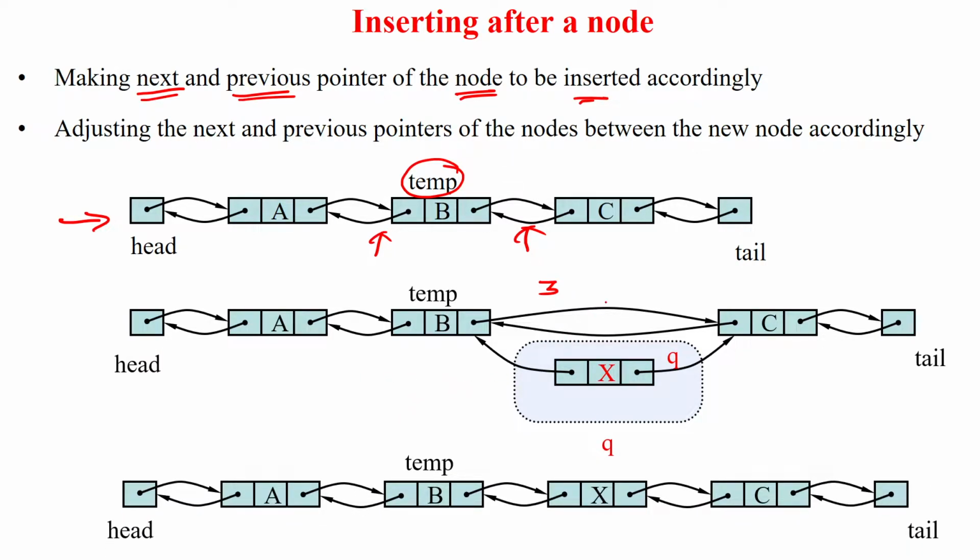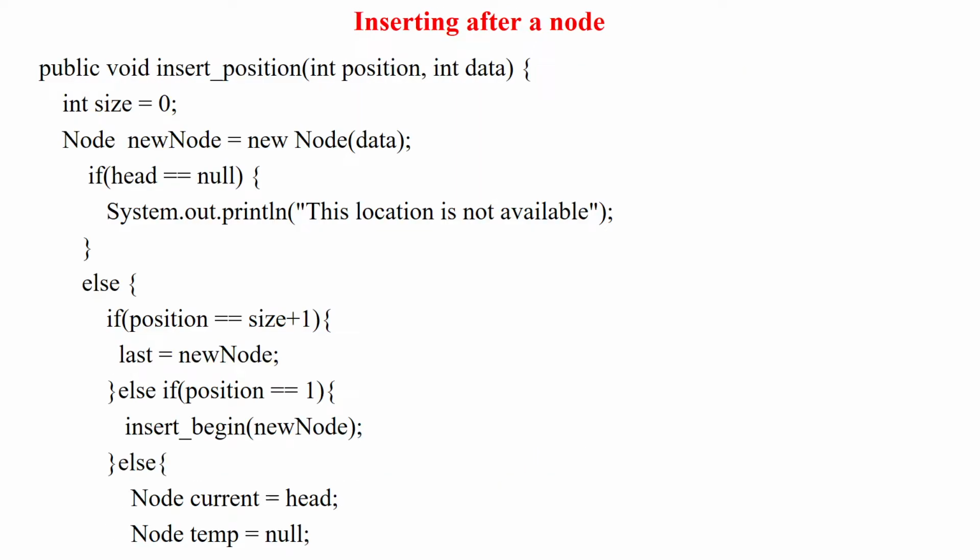by adjusting the pointers in these two locations. So finally we should make four adjustments: this one and the fourth pointer. So four pointers have to be adjusted when we are inserting into the doubly linked list after a particular position. That we will do by Java code.